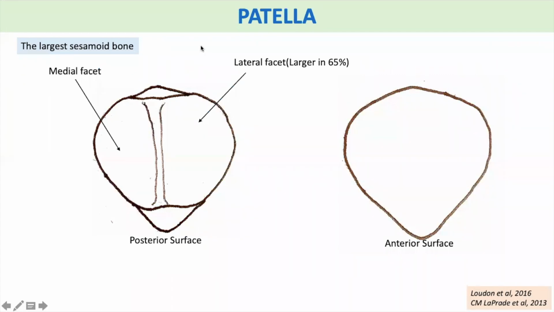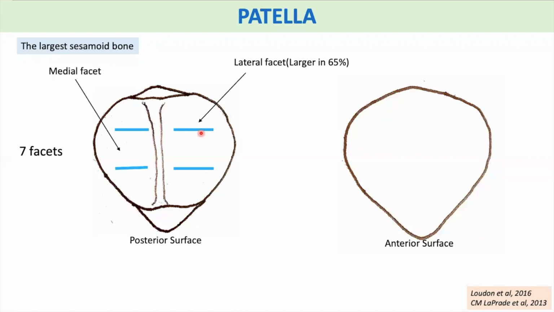This has a medial facet and a larger lateral facet. It is divided in the midline by a vertical ridge, the thickness of which is approximately 7 millimeters. So the cartilage in the vertical ridge in this portion is as thick as 7 millimeters, unlike at other points. And the lateral facet is larger in only 65% of cases. In other cases, the medial facet may be larger or they may be of equal size.